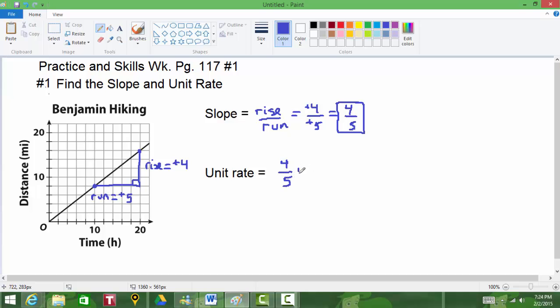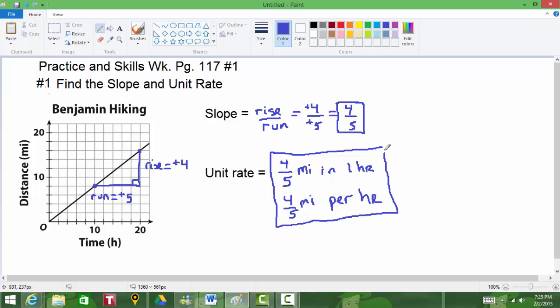So for this particular example, we're going to get 4/5 of a mile will be done in 1 hour. Okay, and sometimes you'll see it indicated as 4/5 of a mile per hour. So that's another way to write that. So either one of these two would be okay. It's kind of your preference on which way you like to write it down.